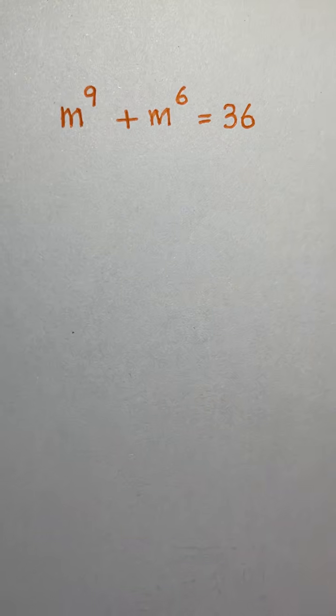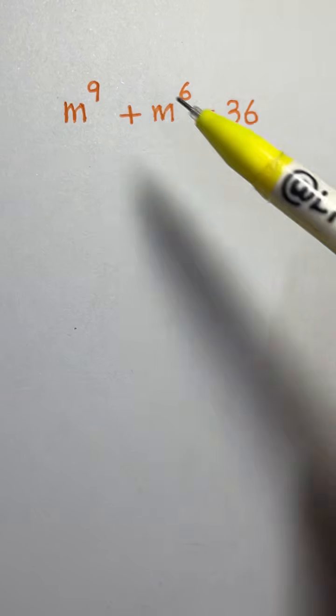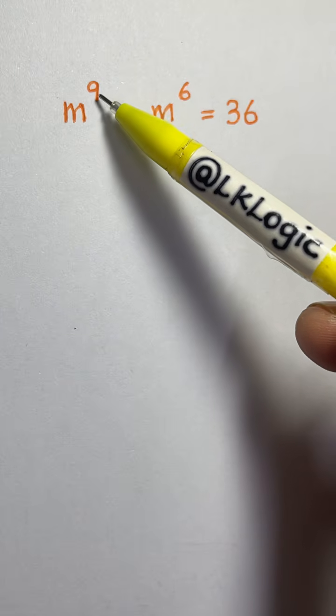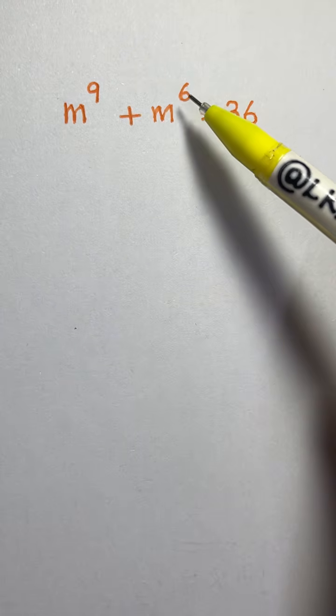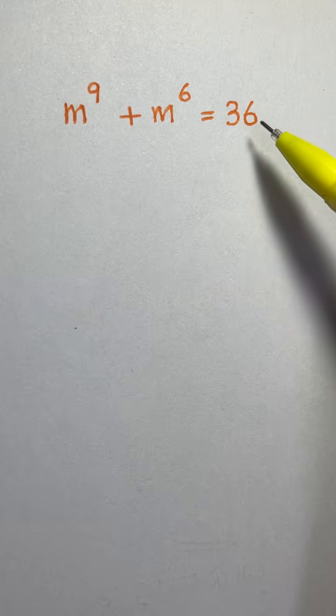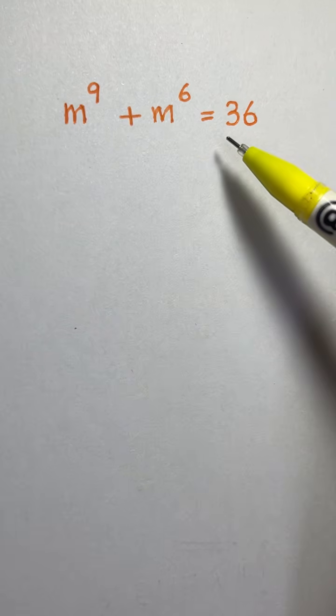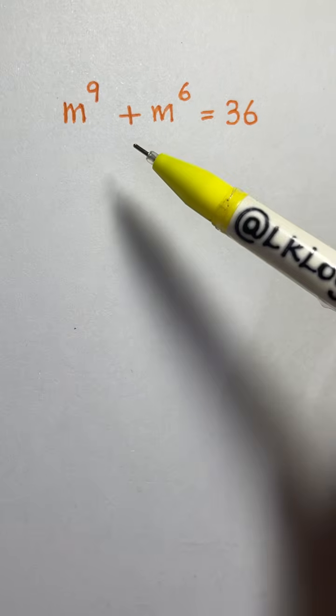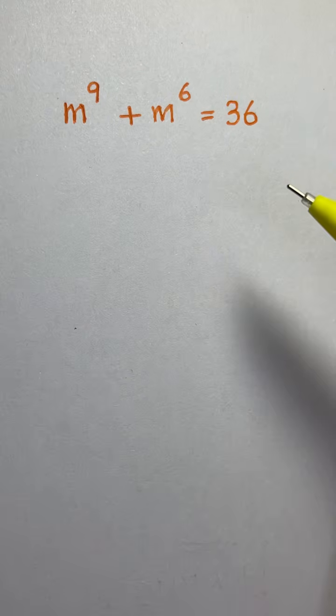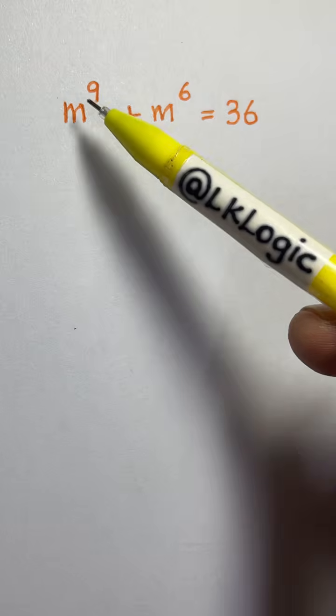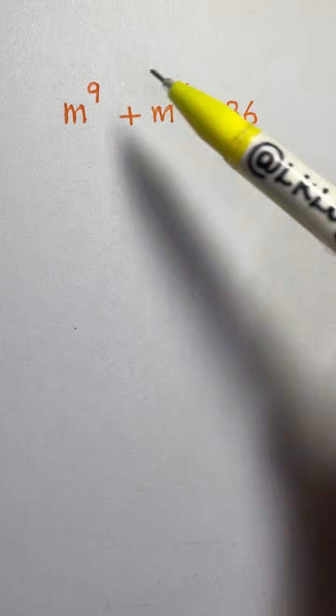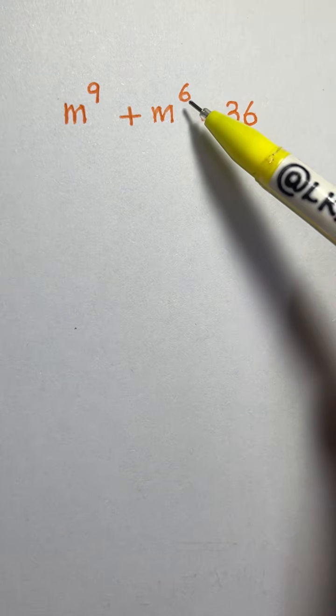Hi everyone, here we are going to solve this equation m to the power of 9 plus m to the power of 6 equals 36. So we have to find the value of m. How can we do this? How can we find the value of m when we have such a big power, 9 or 6?